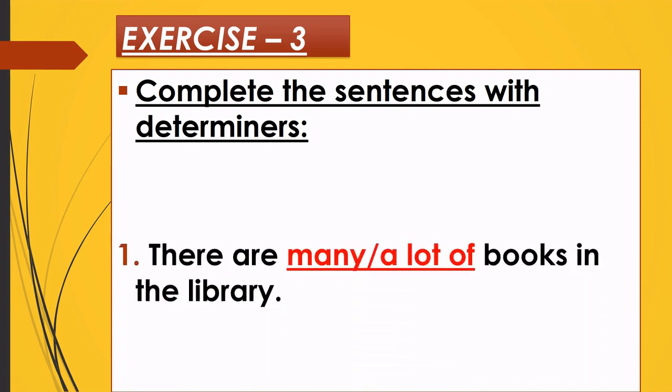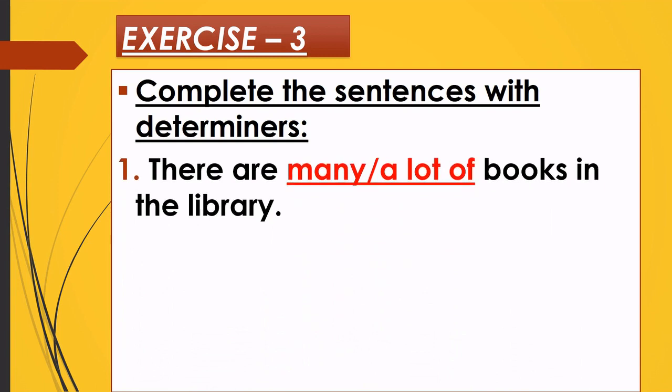Let's see sentence number 1. There are dash books in the library. So here the word books is showing a large amount and it is a plural countable noun. That is why the determiners many and a lot of are used.